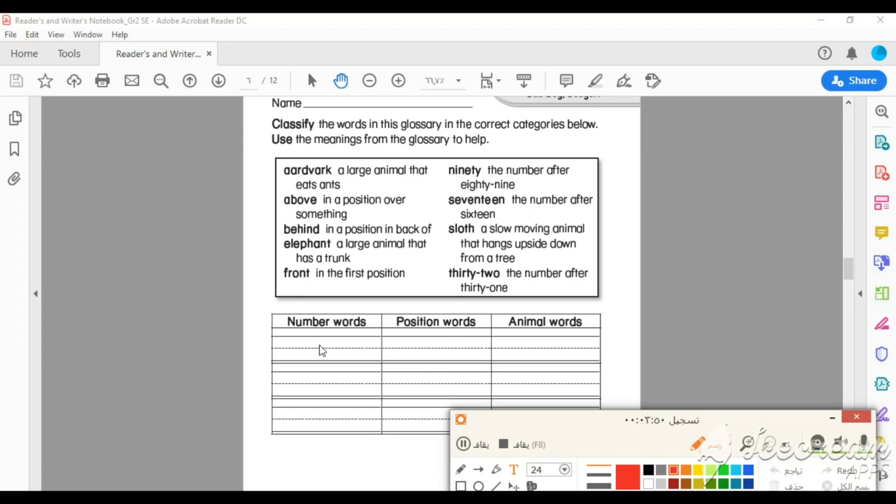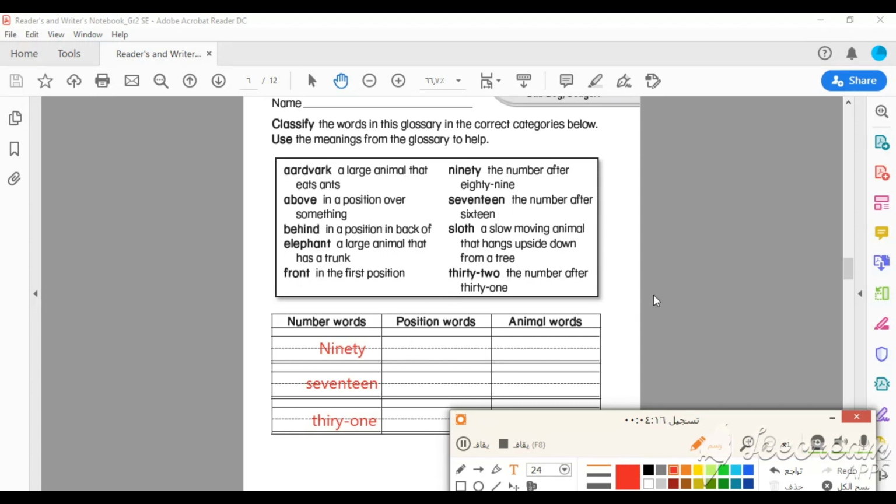Okay, for the number words, for example, which one should be? Should be, for example, 90. This is number one. Okay, and also we have, for example, 17, obviously. All of these are numbers. Also we have 32. Yes, 32. Excellent.